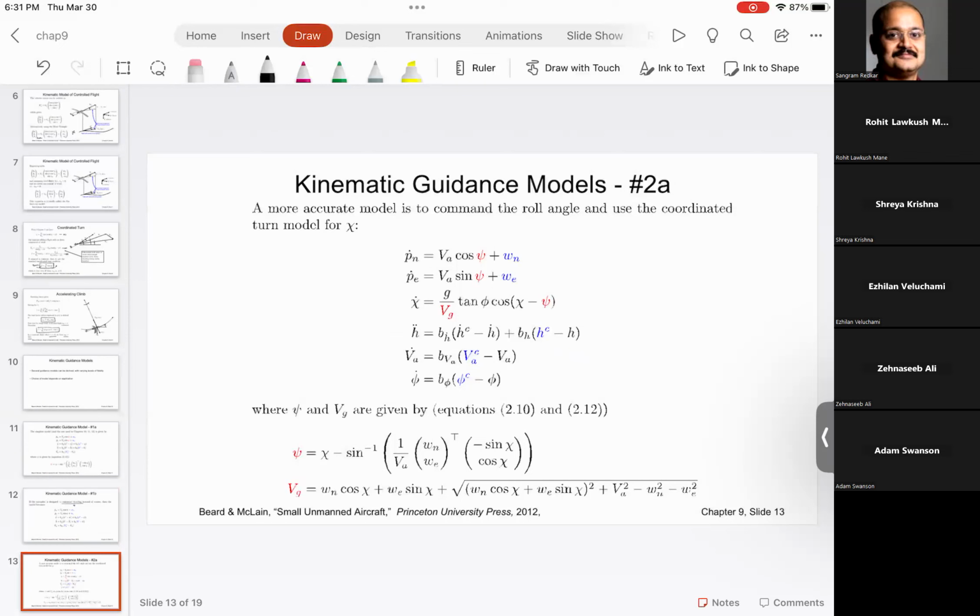Then if you want to make it a little bit more accurate, and you want to implement a low level control on the roll angle, and your aircraft is performing a coordinated turn, for example, you want that aircraft to loiter, or perform certain maneuvers, or your path is a straight line, curves, turns, that type of stuff. So you would use a combination of straight line guidance and turn models. So you have this roll angle and coordinated turn model that can be used as a guidance model.